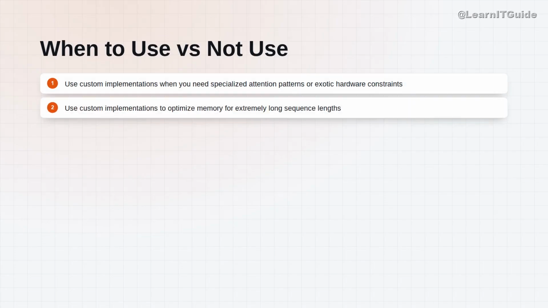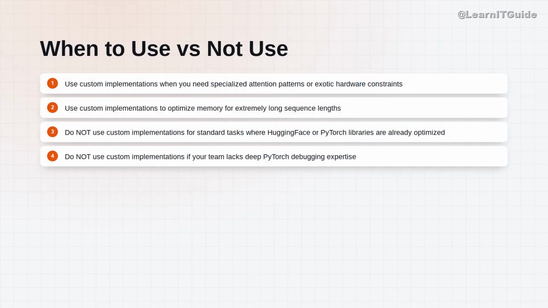Now, when should you actually use this? If you are doing standard NLP tasks, stick to pre-trained libraries. They are optimized. Use custom implementations only when you need specialized attention masks or have extreme hardware constraints. Do not try to maintain custom code if your team lacks deep debugging experience. The maintenance cost of custom code is significantly higher than using established frameworks. Make sure to review each point shown on screen carefully.